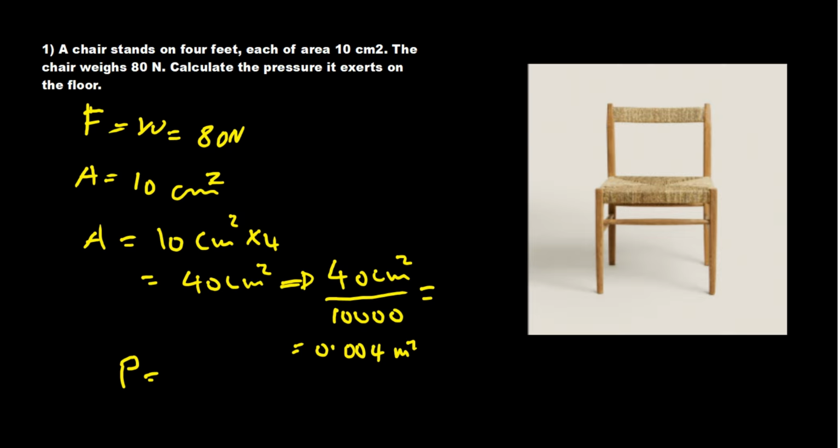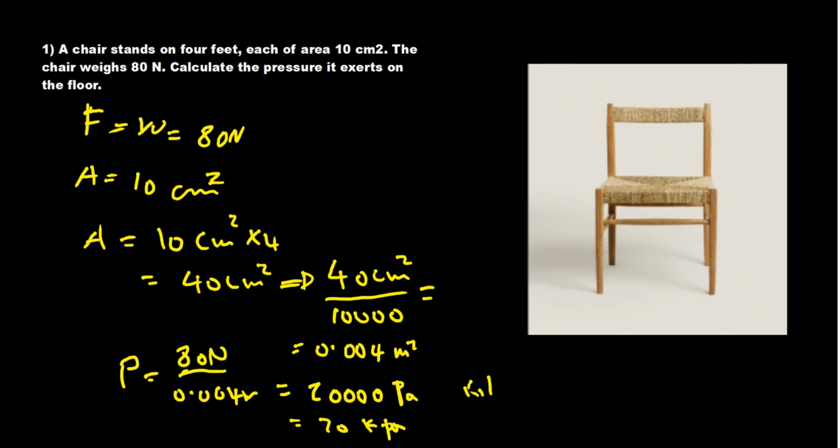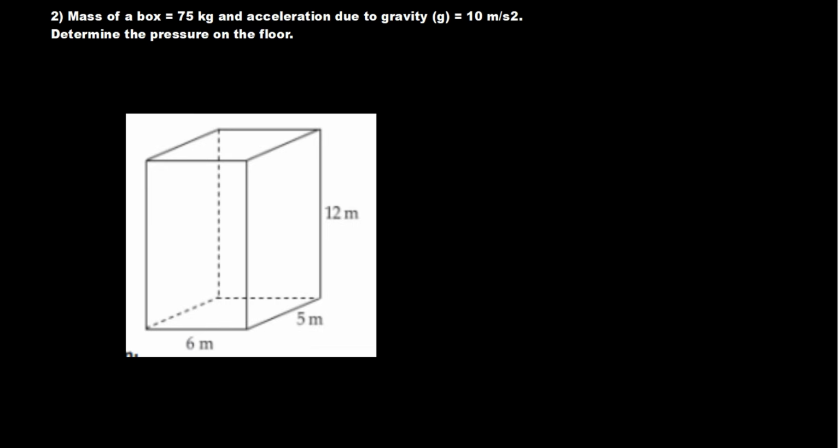Then pressure P is equal to force, which is 80 Newton, divided by 0.004 meter square. This gives us 80 over 0.004, which really gives us a pressure of 2,000 Pascal, which also can be written as 20 kilopascal, knowing that this prefix kilo is equal to 10 to the power 3, or 1,000. Keep that in mind.